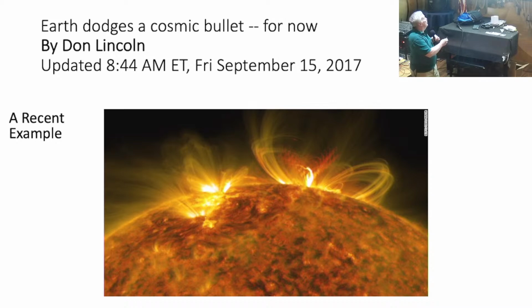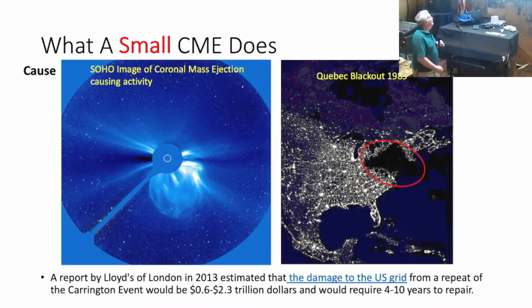And this is an article that was on CNN. It's a really fascinating article. If you're interested in this topic, look up this article from September 15th, 2017, entitled "Earth Dodges a Cosmic Bullet for Now." So a huge Carrington-class CME came off the sun, but it didn't come toward us. That's how we dodged the bullet.